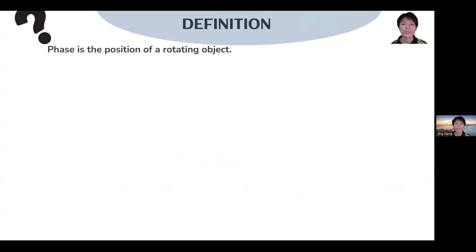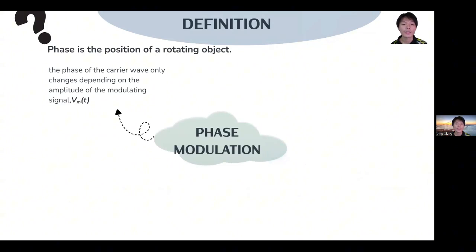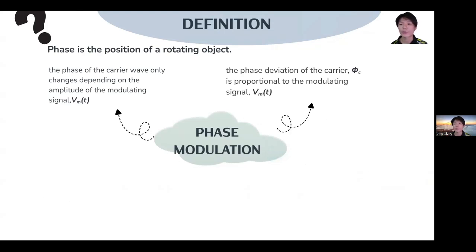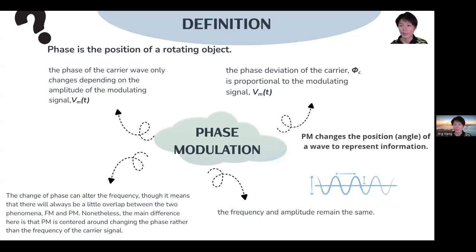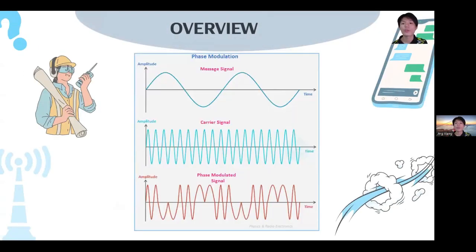So phase is the position of a rotating object. For phase modulation, the phase changes depending on the amplitude of the modulating signal, and the phase deviation is proportional to the modulating signal. The change of phase can alter the frequency, meaning there will be a little bit of overlap between FM and PM. But the main difference is that PM only focuses on changing the phase rather than the frequency of the carrier signal, so the frequency and amplitude remain the same. In conclusion, PM changes the position, which is the angle of a wave, to represent the information. This is the overview of phase modulation.